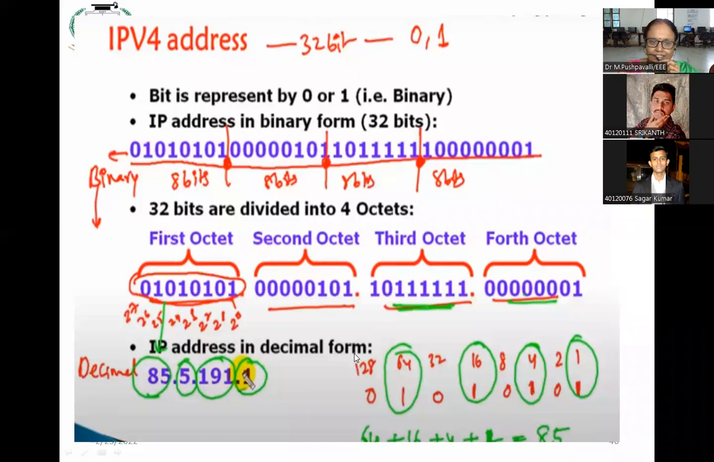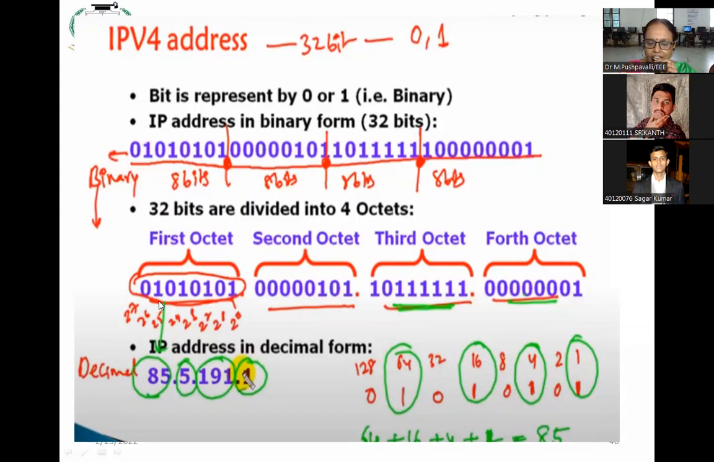32-bit. Yes, it's a 32-bit address. So in binary, we all know it can be represented in zeros and ones. This is 8 bits, this is 8 bits, this is 8 bits, and this is 8 bits.